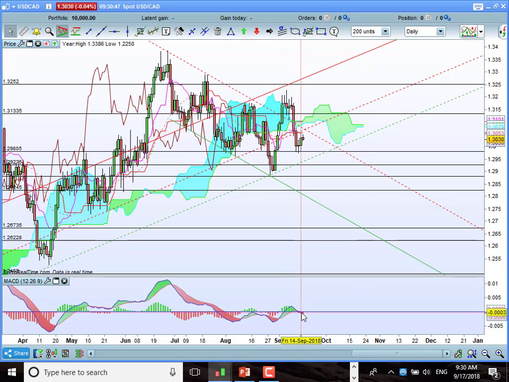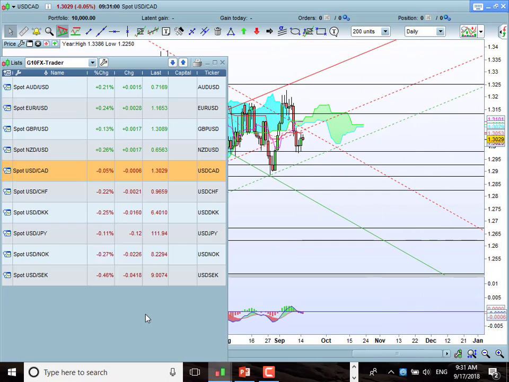Okay, watching closely. We've got a MACD sell signal, so we could see further downside back down to the bottom end cloud chart support levels. Yeah, this 128.26 is a significant level, as well as 129.06. So watching for those levels on the short selling side.